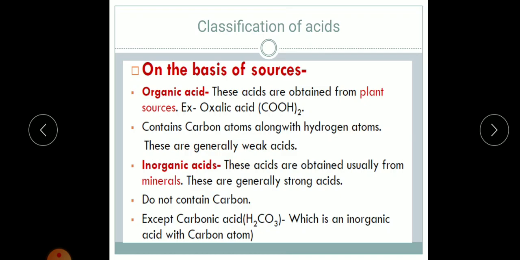Whereas inorganic acids are usually obtained from minerals. These are generally strong acids. You can see they do not contain carbon, except carbonic acid, H2CO3, which is an inorganic acid with a carbon atom. Fine. So on the basis of the sources, acids have been classified into 2 types: organic acid and inorganic acid.